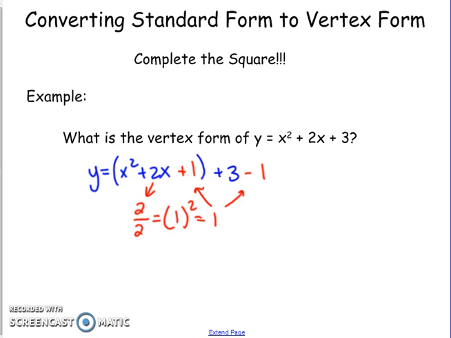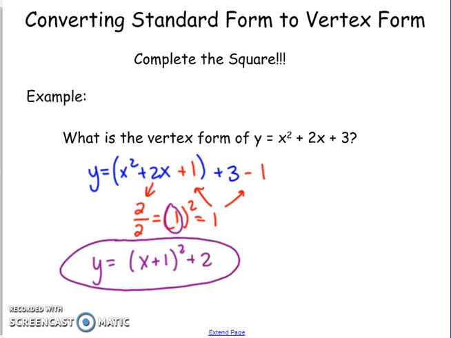So I'm going to kind of just blockade this off. That part that's in parentheses is our perfect square trinomial. So what we're going to do now is rewrite that. That's going to be (x plus 1) squared, because of that 1. And then outside the parentheses, I have plus 2. So this is now vertex form.